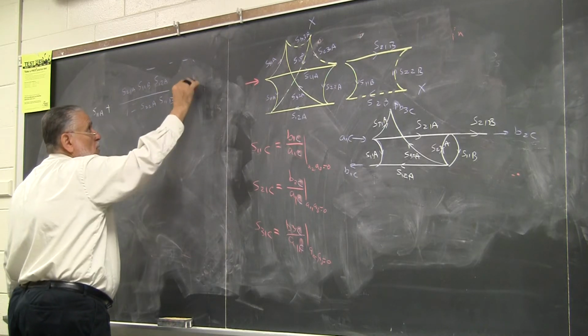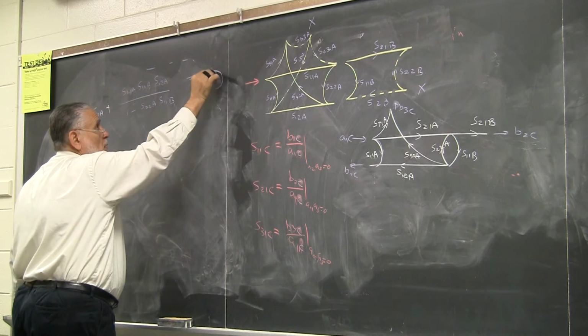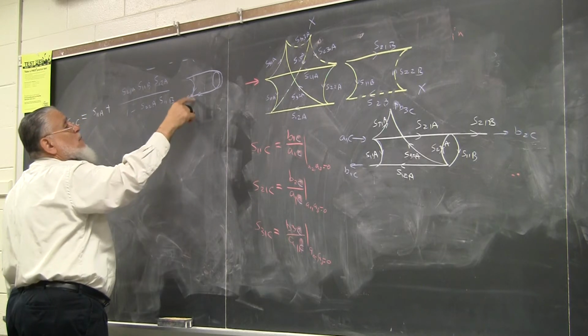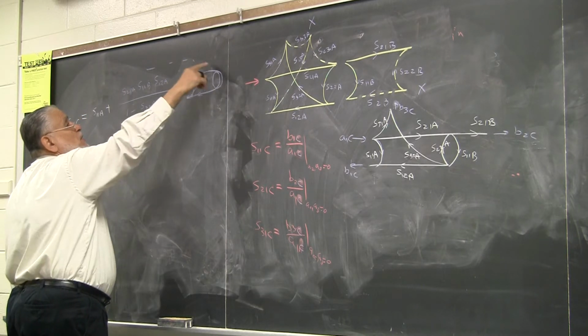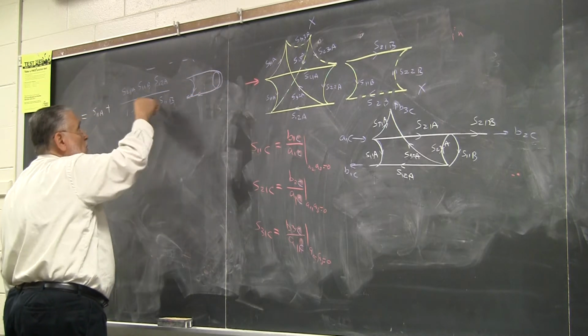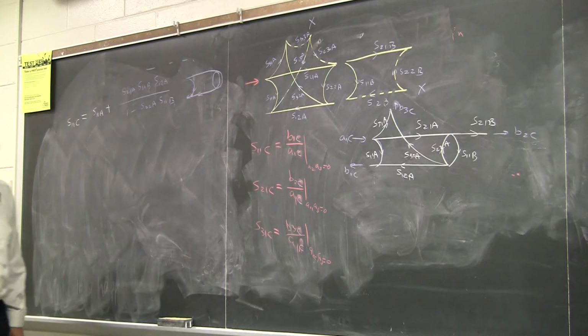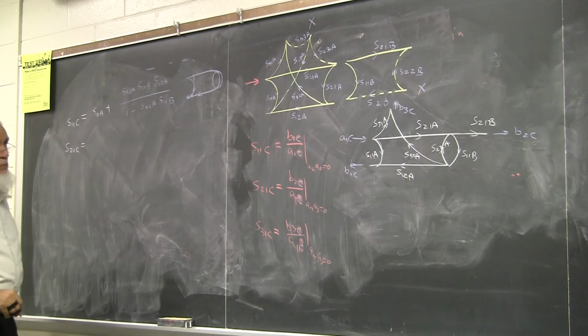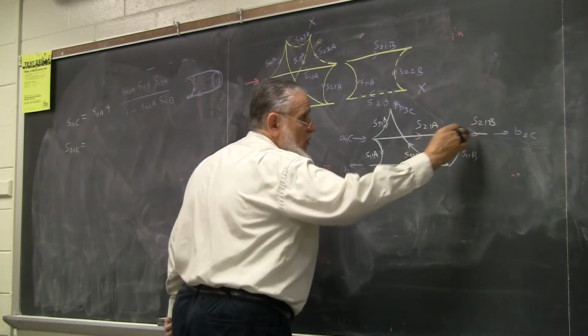You have two paths here. Let me draw it separately here. So you have the sum here. That's the summing node. This path plus this path. This path is right there, separate, and the other one is the loop, divided by 1 minus the loop gain. That's S21 composite. I'm going from here to there.